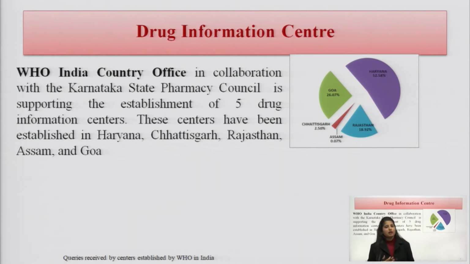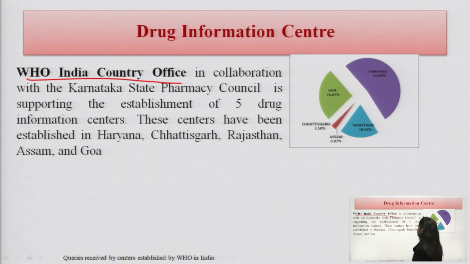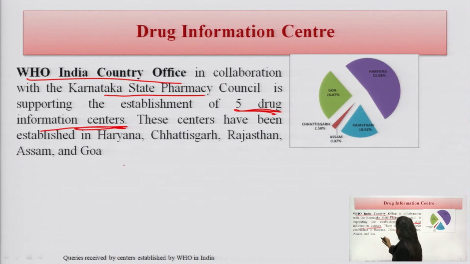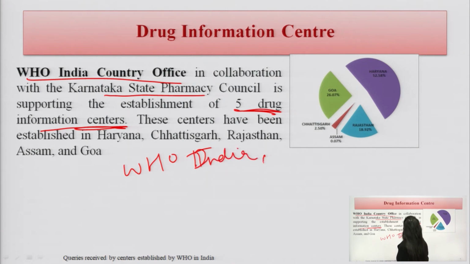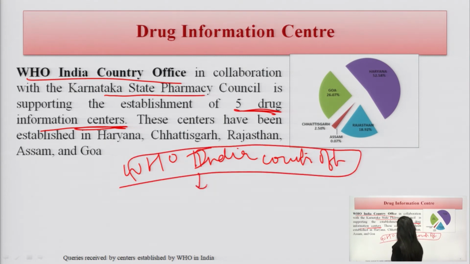Now, what are the places where we can see the Drug Information Center? It is on the basis of the State Pharmacy Council. Similarly, there is the WHO India country office. What is written here is that the WHO India country office, in collaboration with the Karnataka State Pharmacy Council, is supporting 5 drug information centers. So basically, through the WHO India country office, there are 5 centers we can say.